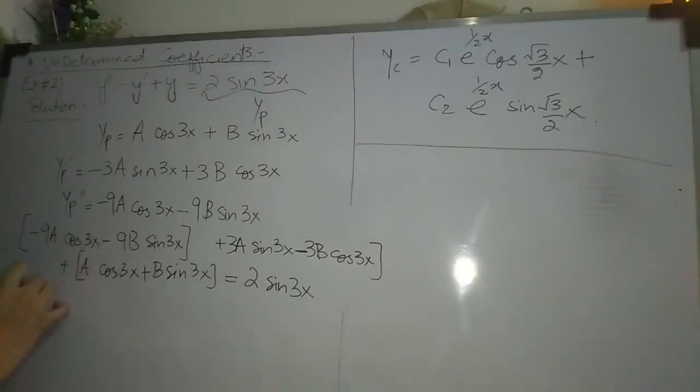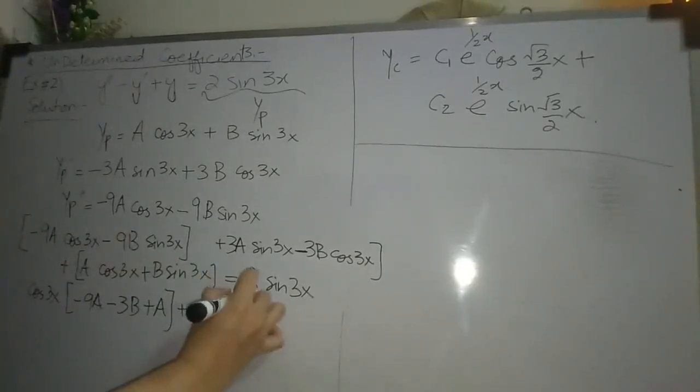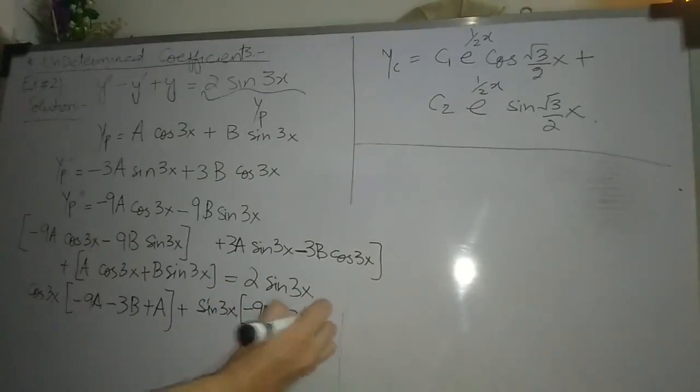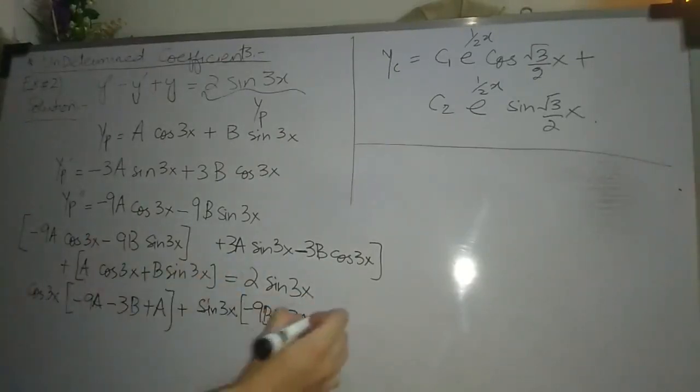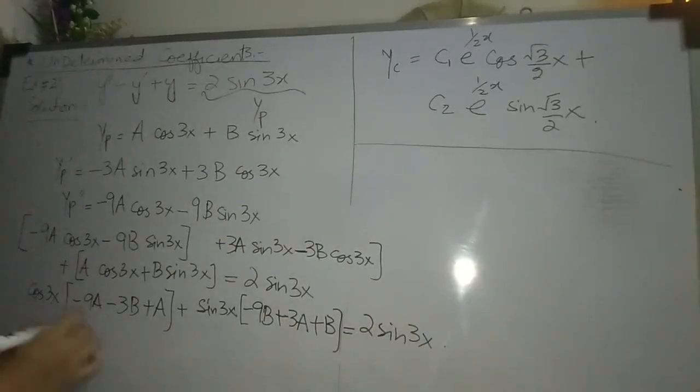So if I take cos 3x common, then it becomes minus 9a plus minus 3b plus a, and I am taking sin 3x common, so if sin 3x is common, then it becomes minus 9b plus 3a plus b equals 2 sin 3x, and then I will solve.